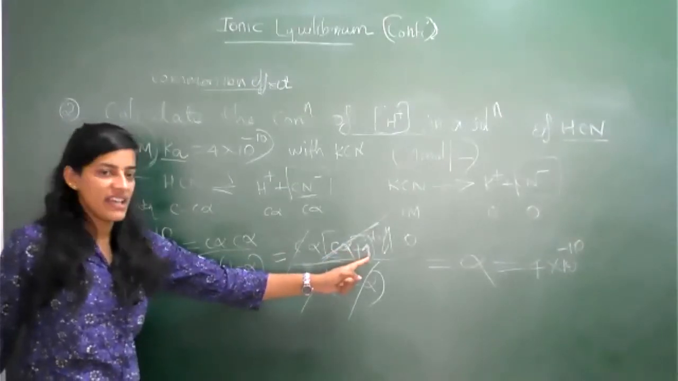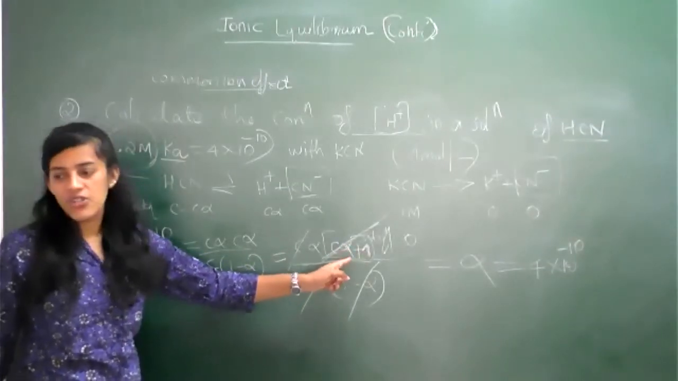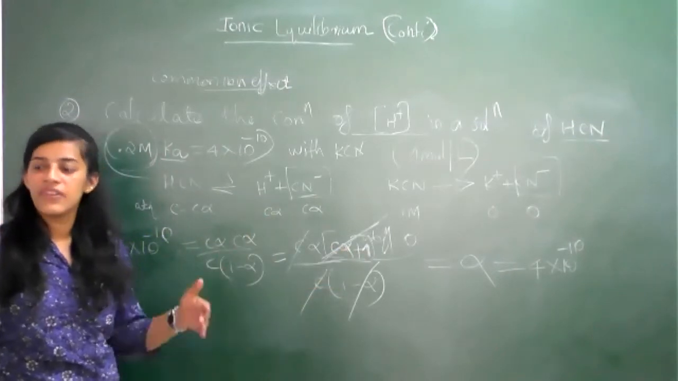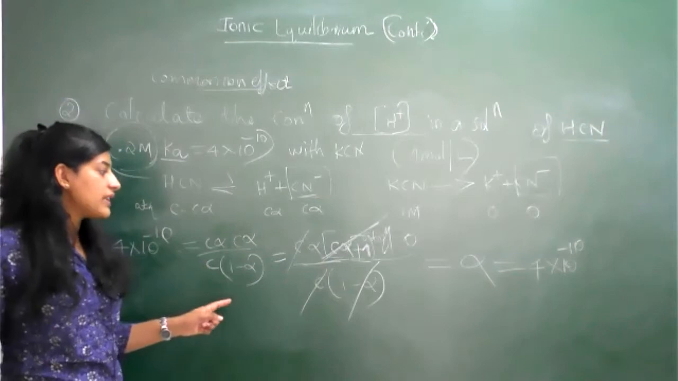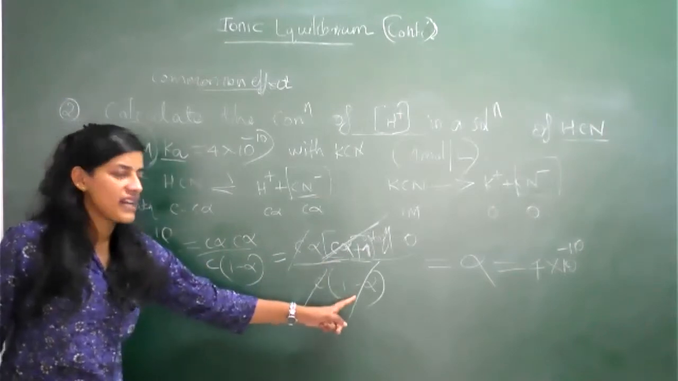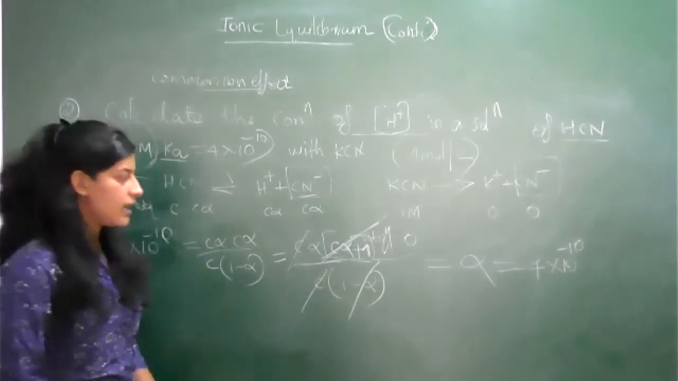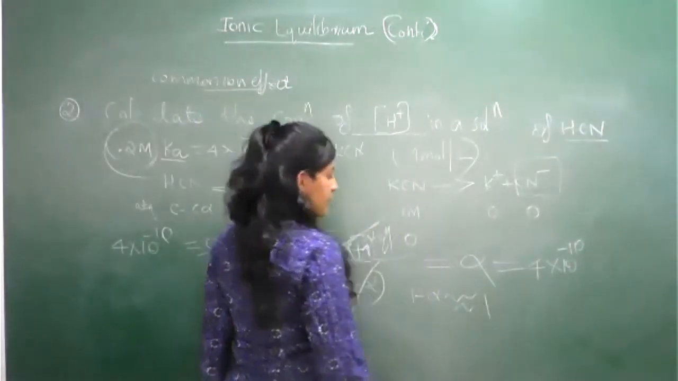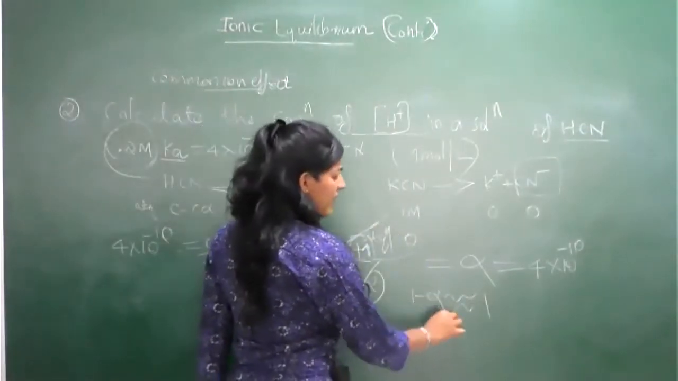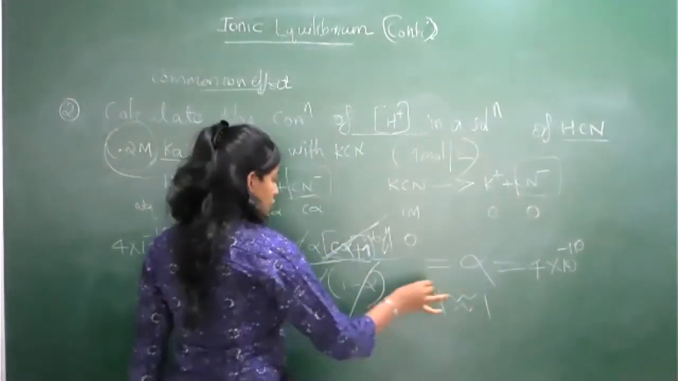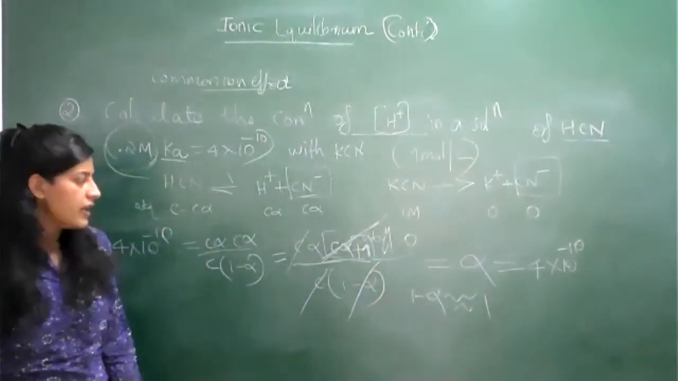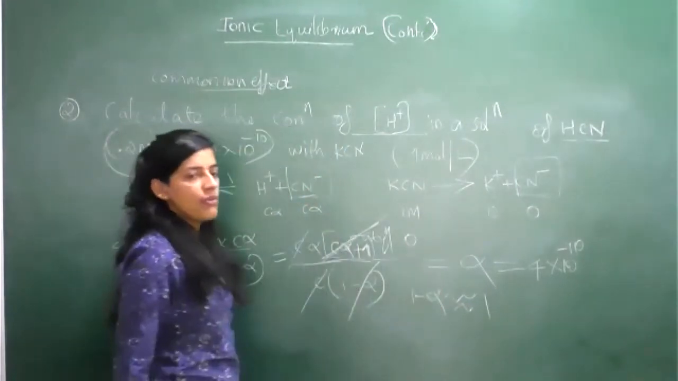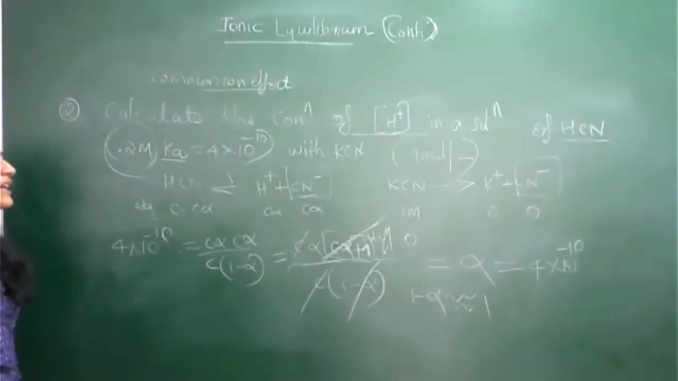This is 1 here and C alpha here. So the alpha value is a very minute value, so we can neglect the term. So 1 minus alpha is almost around 1, because alpha is very small. So that becomes eliminated and C gets cancelled. So alpha you will get. Then tell me, what about the concentration of H?